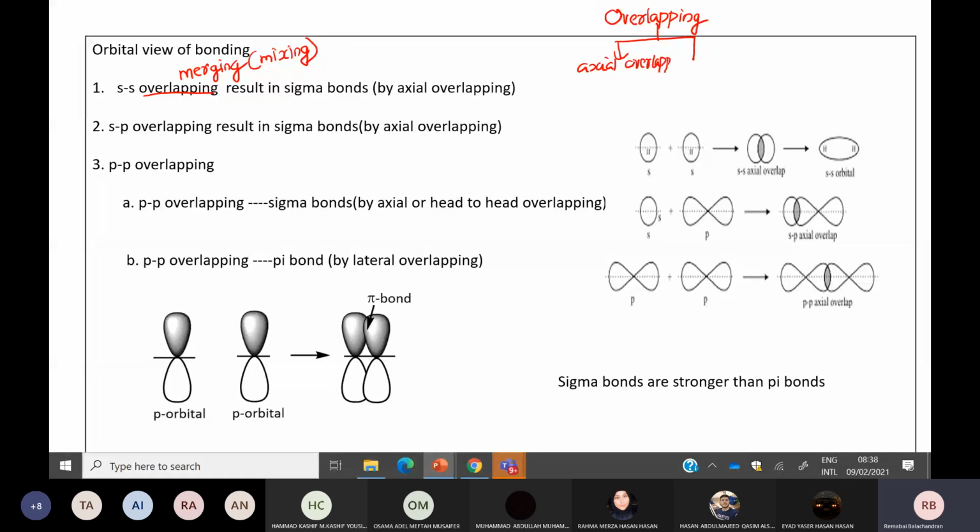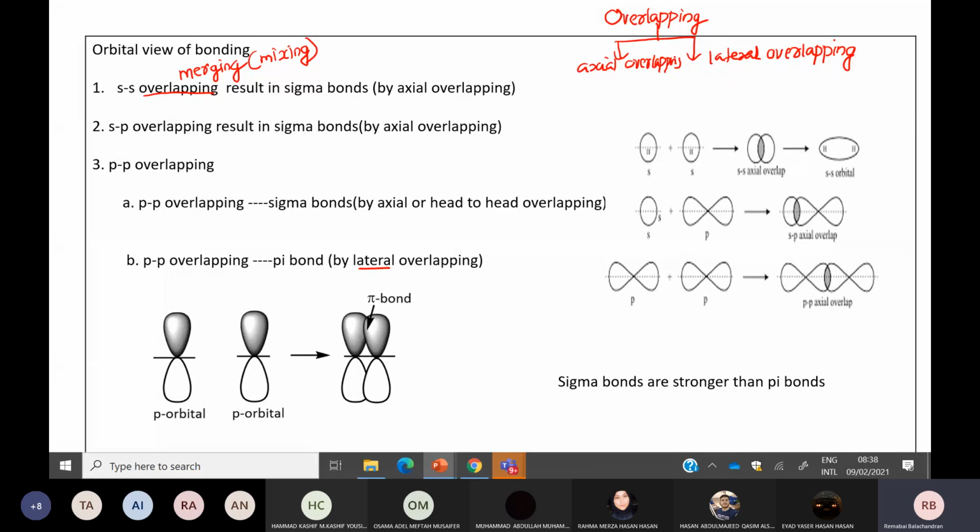The other one is called... what does it say? Can you see? Lateral overlapping. Okay. So one is through the axis, the other one is perpendicular to the axis.